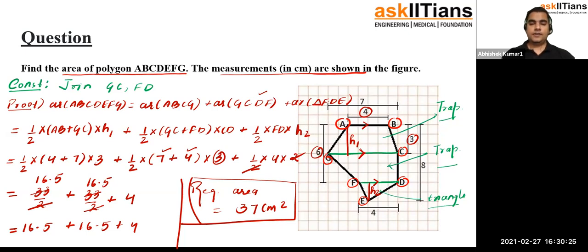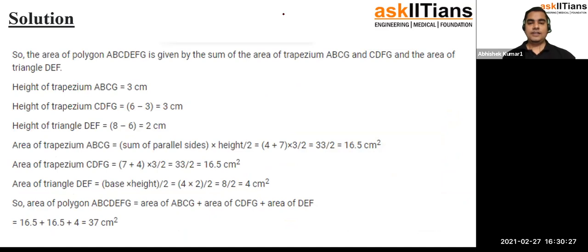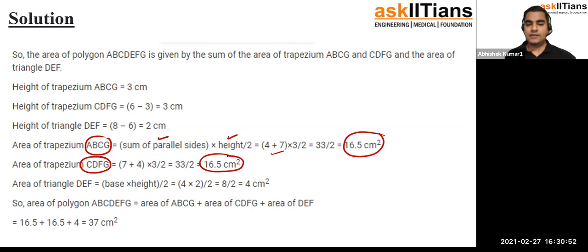Is it done? So here you can see they have done it in the exact same way, guys. They calculated the area of trapezium ABCG by using the same formula, that is 1 by 2 into sum of parallel sides into height. They substituted the values and they got 16.5 centimeter square. If you remember, we also got the same value. Thereafter, they calculated the area of CDFG, which is again 16.5 centimeter square. We also got the exact same value.